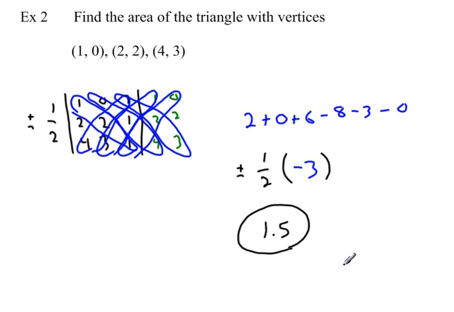Okay, so 2 applications of determinants. There are many more, but these are the 2 we're going to focus on. We can use determinants to solve a system of equations using Cramer's rule, and we can also use determinants to find the area of a triangle given the 3 vertices of that triangle.